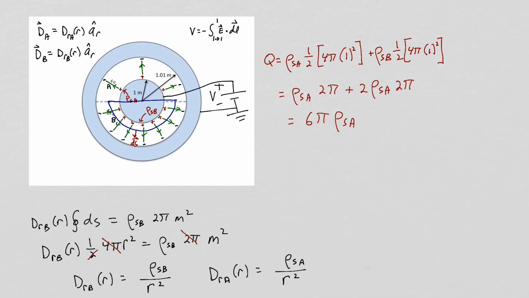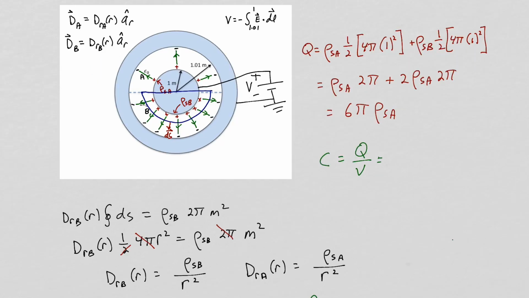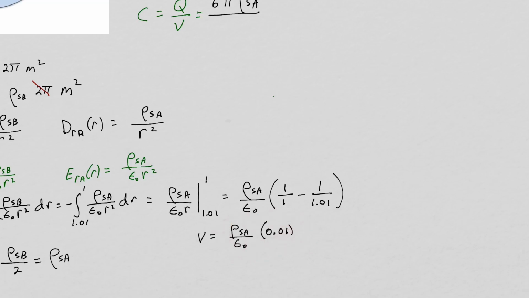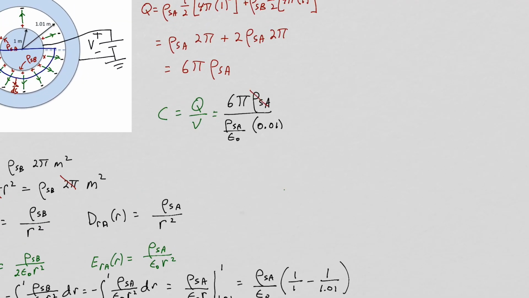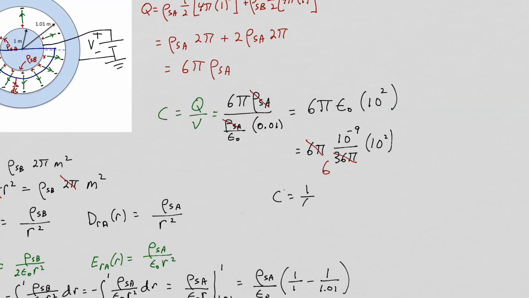The capacitance is Q over V, and Q is 6 pi rho sub SA. And we found V earlier in terms of rho sub SA. So let's substitute that for our potential here. The rho sub SA's cancel, and we're left with 6 pi epsilon sub 0 times 10 to the second. Substituting for epsilon sub 0, 6 pi over 36 pi will leave us a 6 in the denominator. So we have 1/6 times 10 to the minus 7 farads, or 1.7 times 10 to the minus 8 farads.